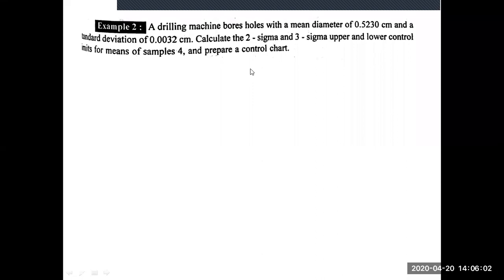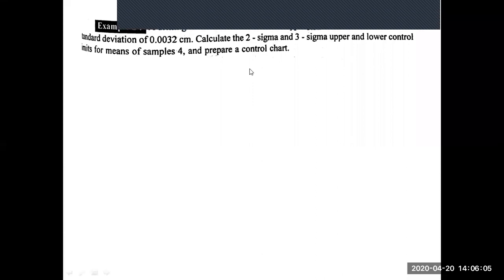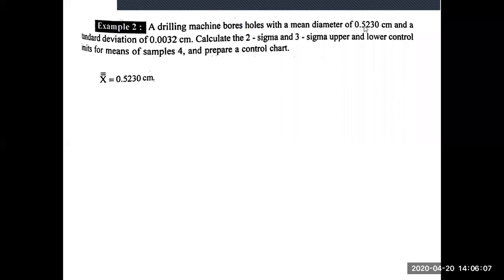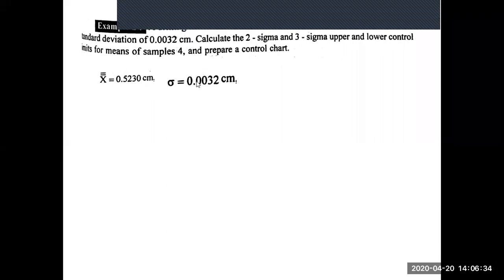So first, what we have to do is this: 0.5230 is nothing but x double bar. This 0.5230 is the x double bar, the mean of the samples. And what is this one? The standard deviation of 0.032 centimeters. So this is sigma, that is 0.032 centimeters.